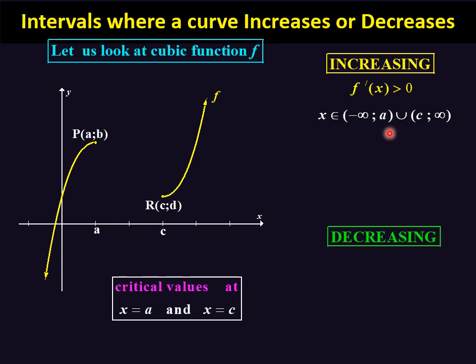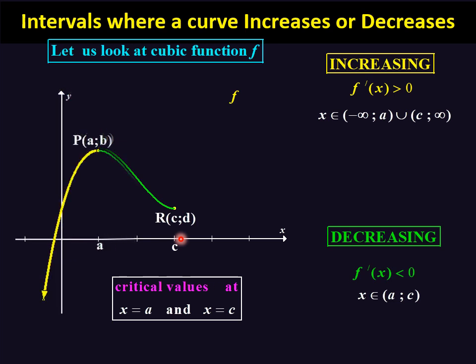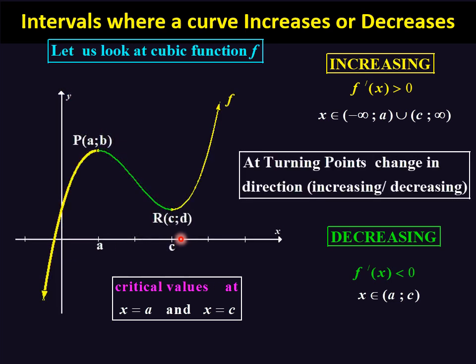Decreasing. Where did we say it was decreasing? Let's see, where is it decreasing? It decreases if the gradient is less than 0. And if you now look at the decreasing portion, the one in green, I've color coded the increasing and decreasing. Decreasing is in green, and it decreases from A to C, between the two critical values. Right. So if we want to determine intervals for increasing and decreasing, we use the turning points. Right? We determine the critical values using the turning points.